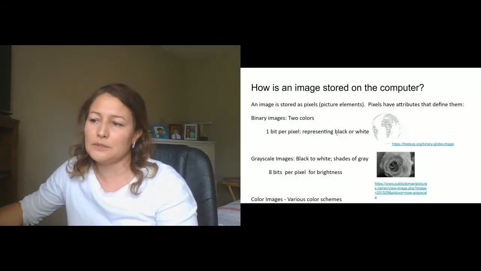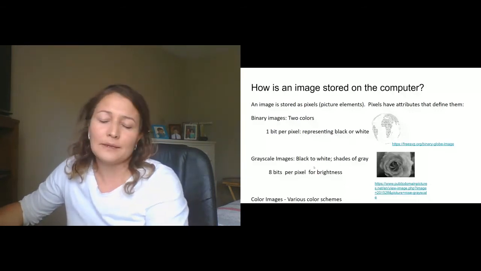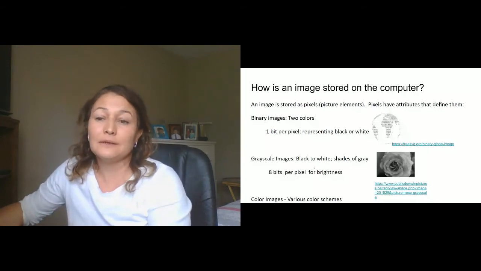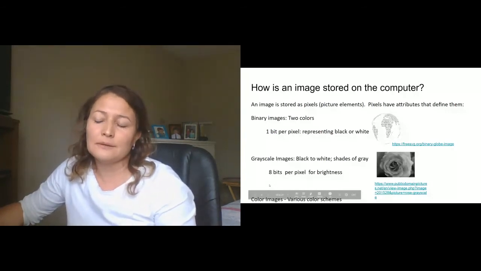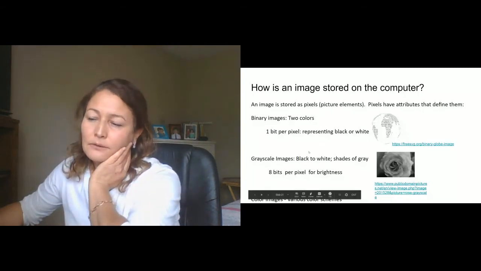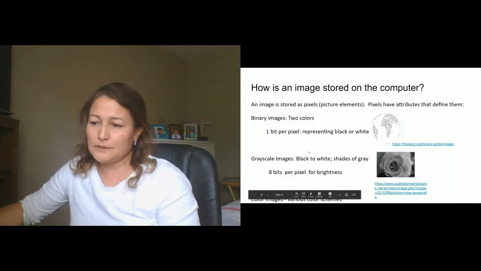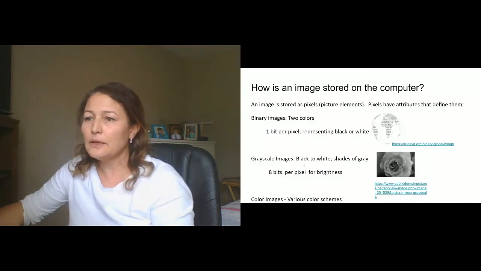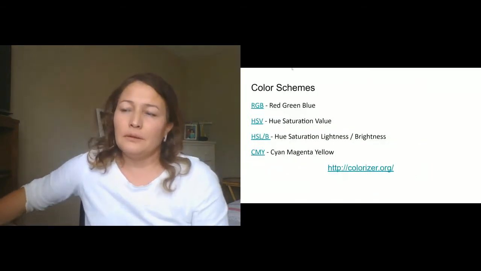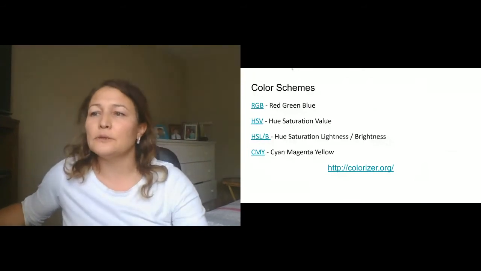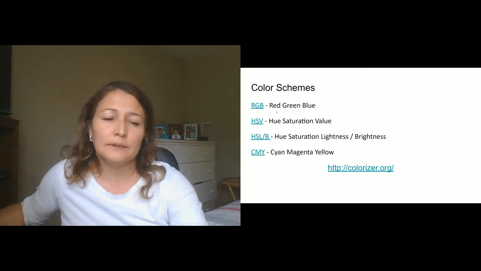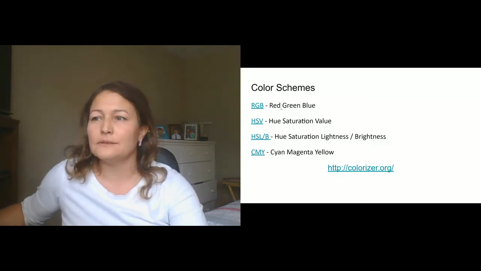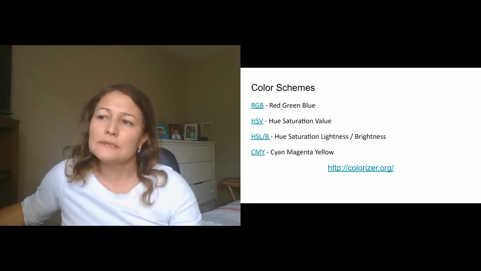And then you have your grayscale images that are black to white, and you have shades of gray in between. And usually you need to specify the brightness of the pixel, and usually 8 bits is used to specify that. And then there are color images, and there are a lot more ways of storing color images. For example, red, green, blue. These are the 3 primary colors. They're called additive colors. And you can combine them at different intensities to get other colors. So red, green, blue is one of the color schemes that is used.